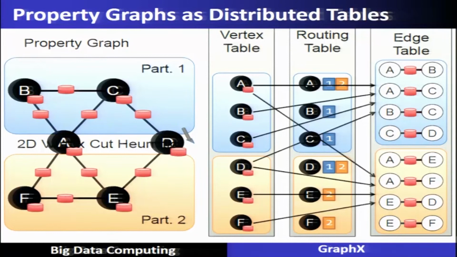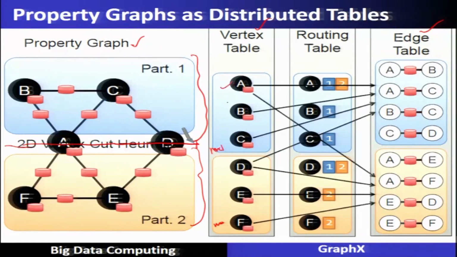So, a property graph is represented as a distributed table. We can see here that if a property graph is too big and cannot fit into one machine, then we can cut across the vertices, and once it is cut, the first part can be stored in one machine and the second part can be stored on the other machine. So, for example, the corresponding vertex table and the edge table can be stored in two different machines. This is machine number 1, this is machine number 2.